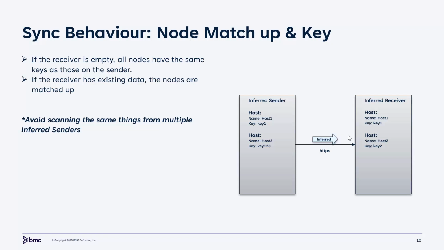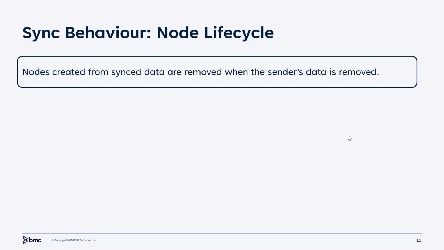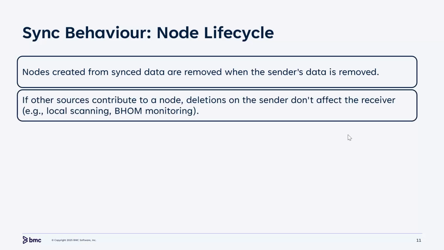Now let's talk about the next sync behavior, that is node lifecycle. Regarding node lifecycle, the first point is on the receiver, if a node is purely created based on the data that it got from the sender, then whenever that node is destroyed on the sender, it will be automatically destroyed on the receiver. This is something we saw during our demo. The next point is if other data sources such as BHOM monitoring or the local discovery on the receiver have contributed to the node on the receiver side, then even if you delete the node on the sender, it won't be deleted on the receiver end.